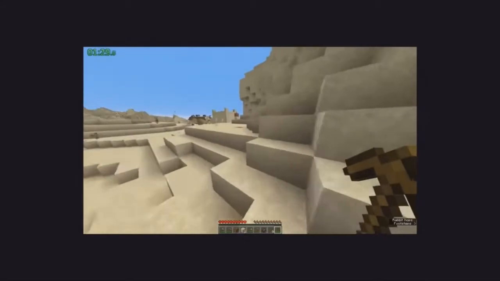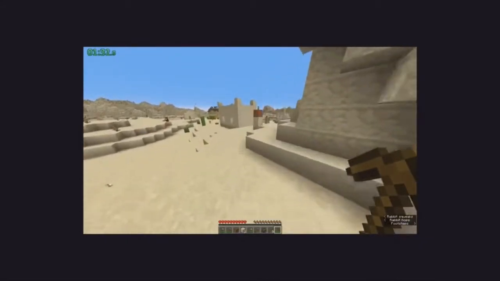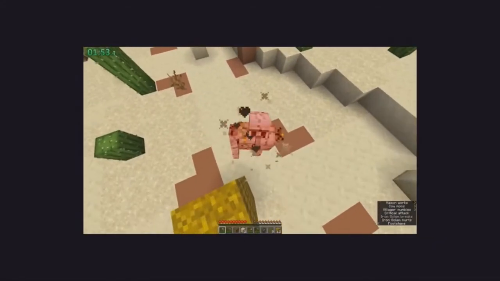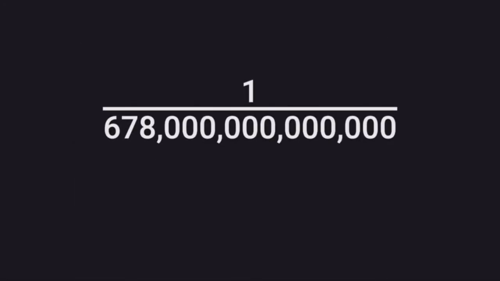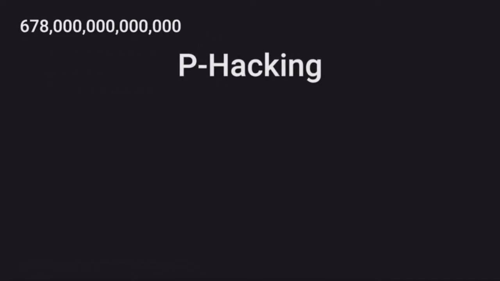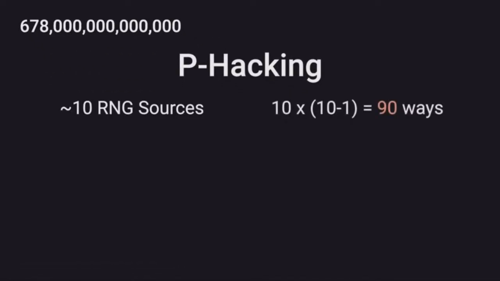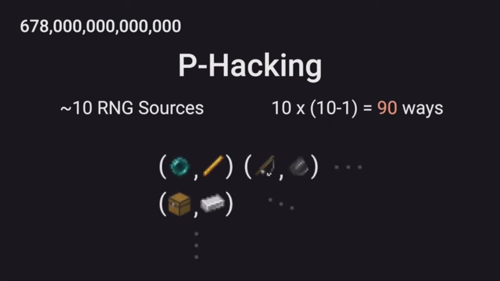Now, this really isn't looking too good for Dream. Biasing in favor of him, given very favorable circumstances, and assuming the best, the odds for all this happening is still around 1 in 678 trillion. Well, that is before we account for p-hacking, basically saying, let's be generous and say there are 90 ways to investigate 2 types of RNG.